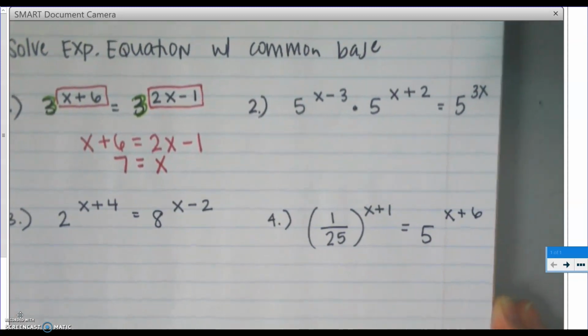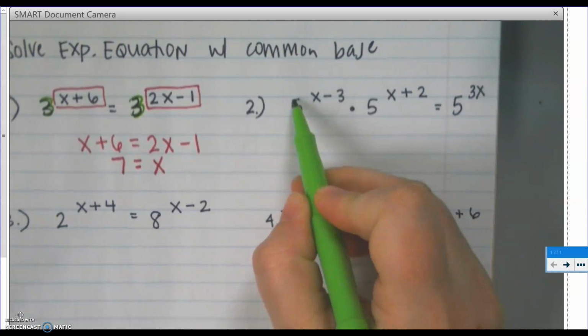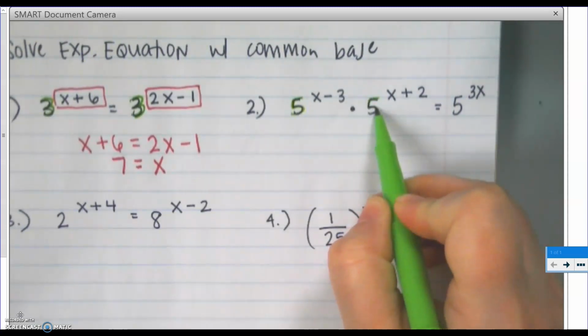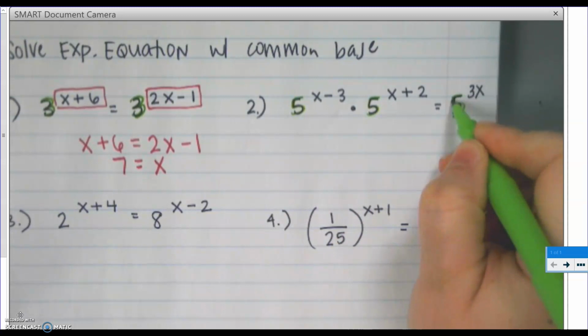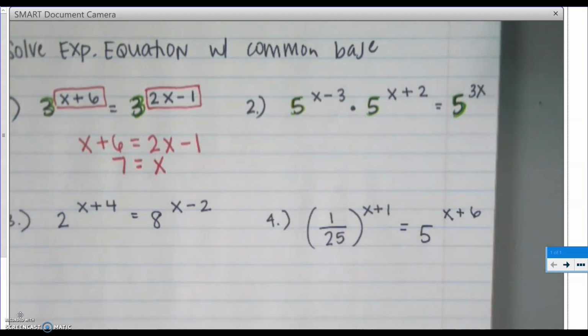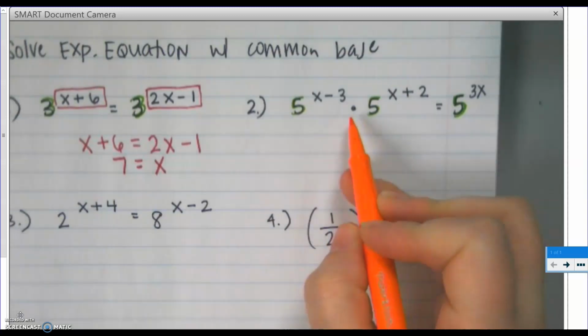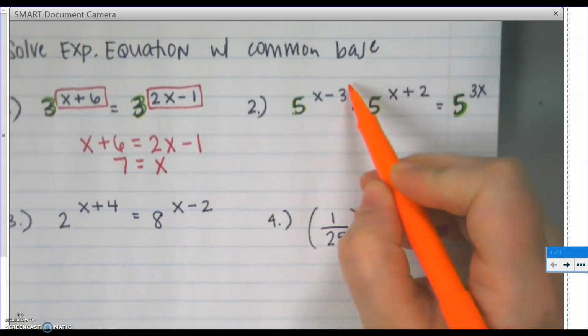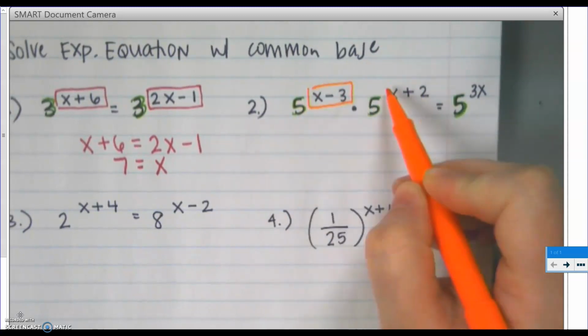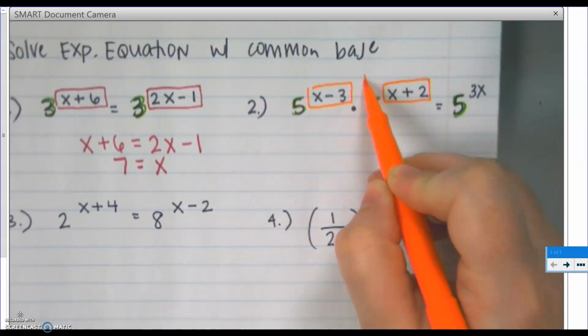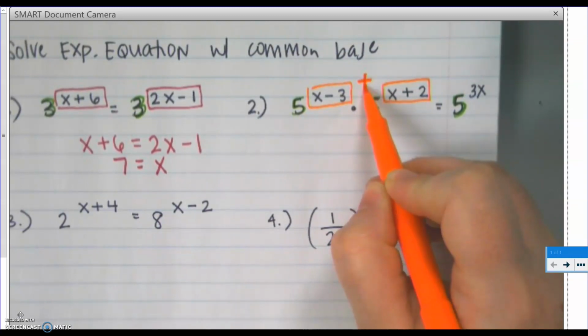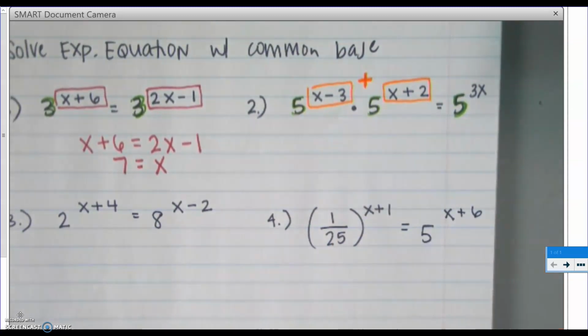All right, on the second problem, you can see that we have the same bases. My bases are all 5. But if you notice, the left-hand side has to be simplified first. I have 2 of the same base. Whenever you have 2 of the same base and you are multiplying them, I don't know if you remember back to laws of exponents, we need to add the exponents when you multiply with the same base.